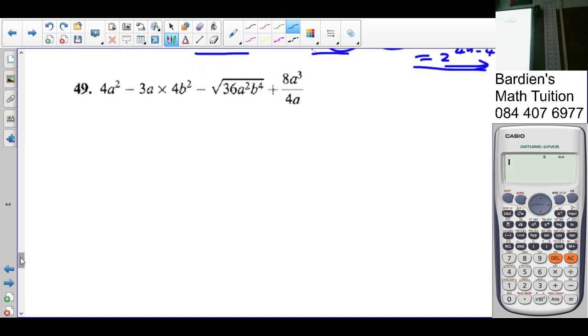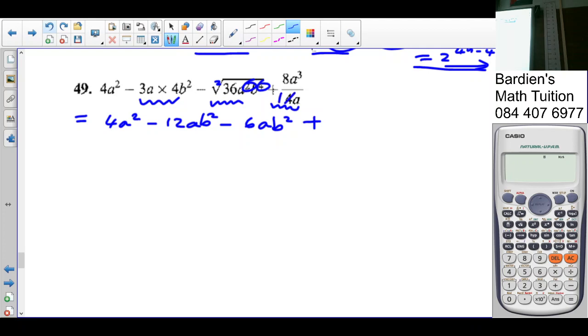Next. How many terms are here in number 49? 1, 2, 3, 4. So before I can add and subtract these like terms, I must simplify. That needs some simplifying, that needs some simplifying. So in other words, that's going to give you 4a squared. What's negative 3a times positive 4b squared? Negative 12ab squared. What's the square root of 36? 6. What's the square root of a squared? a. Square root of b to the 4? b squared. Remember that exponents get divided by this number here, which is in this case 2. If there was a 4 there, I would have divided all the numbers by 4. Does it make sense?